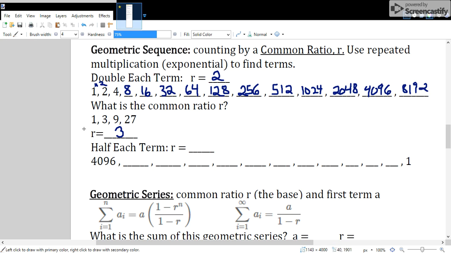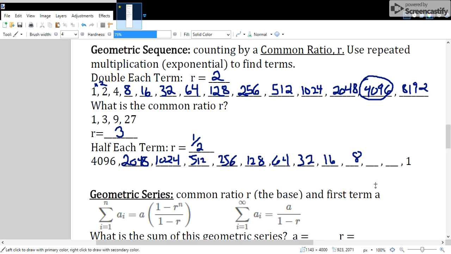Okay, the next one says half each term. So if we half each term, we're multiplying by 1/2. So our common ratio is 1/2. And it looks like it's the same number as right here. So we could go ahead and just look off of those terms from above. And there are the terms that are sequenced.